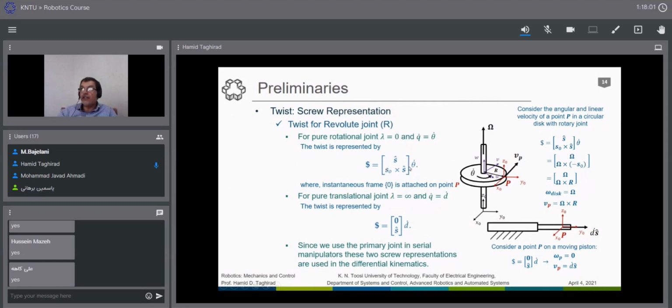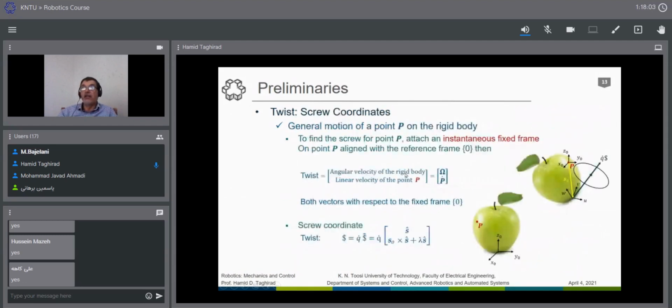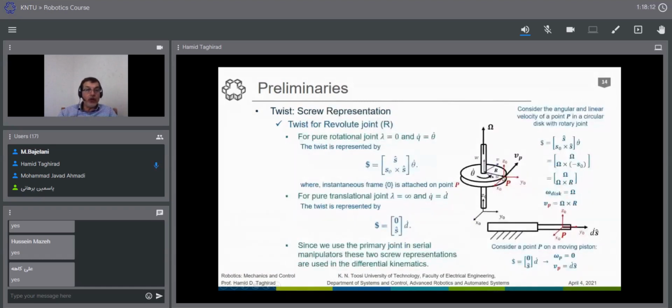So this gives, as we defined here, the twist: the angular velocity of the rigid body and the linear velocity of the point P. And the point P, the point of interest, if we want to find that, we should have S0, and S0 could be found by just putting the fixed coordinate frame on top of that.